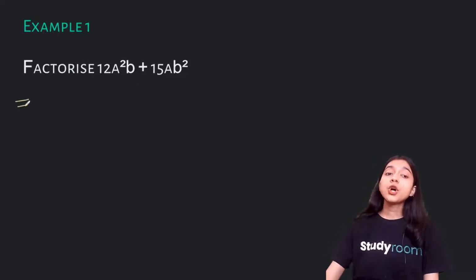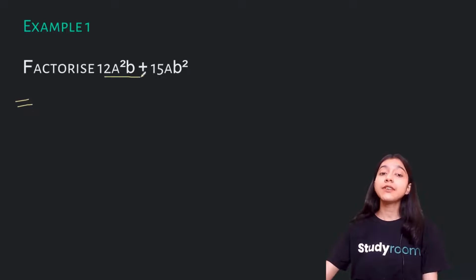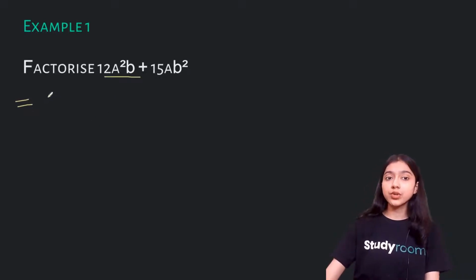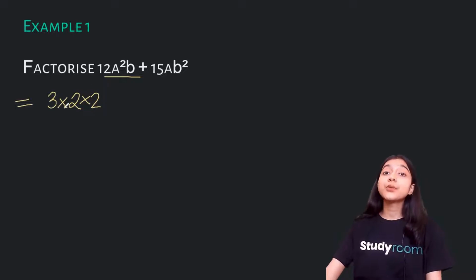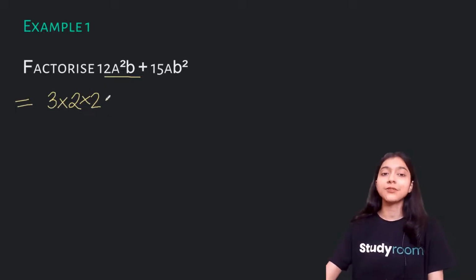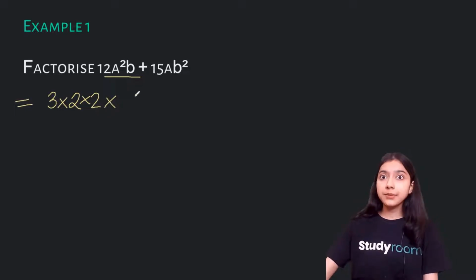Now, talk about the first term, that is 12a square b. 12 can be broken and written as 3 multiplied with 2 multiplied with 2. I have broken 12 as a product of its prime factors. 3 multiplied with 2 is 6, 6 multiplied with 2 is 12. Now a square can be broken and written down as a multiplied with a. And this b can be written as multiplied with b.